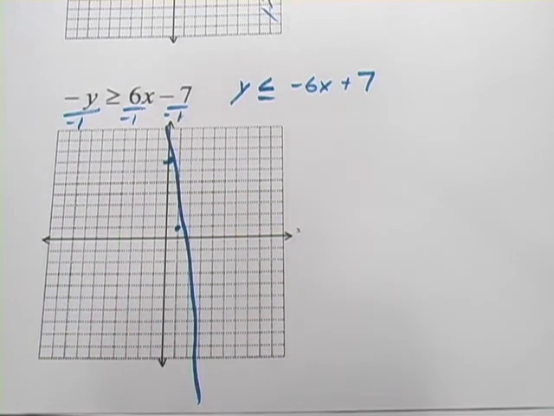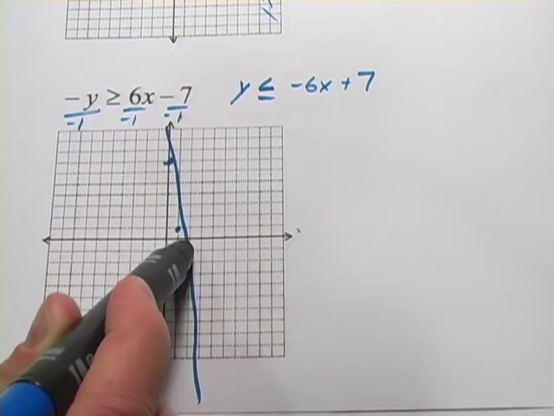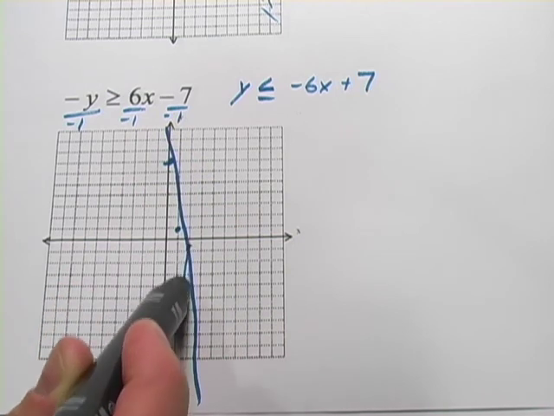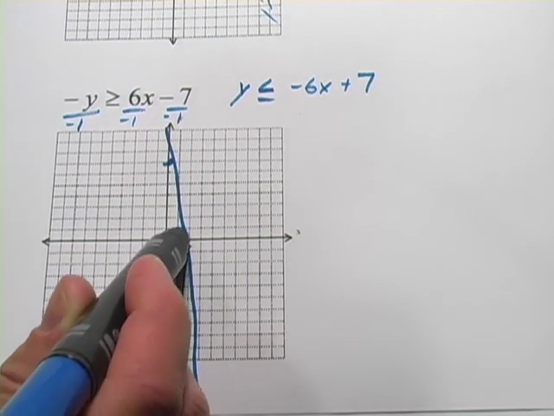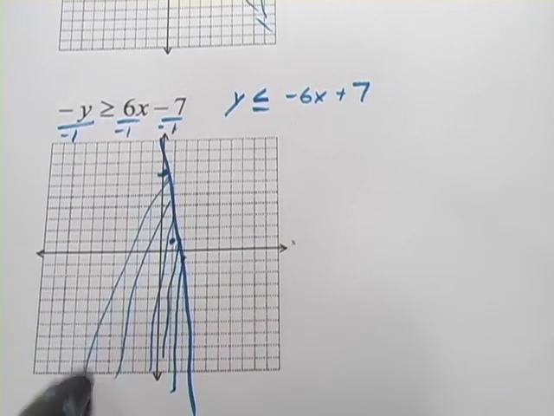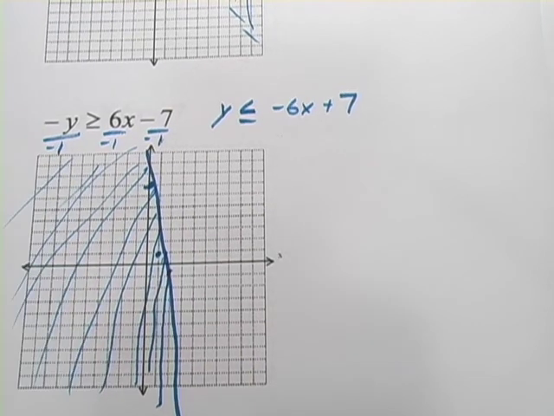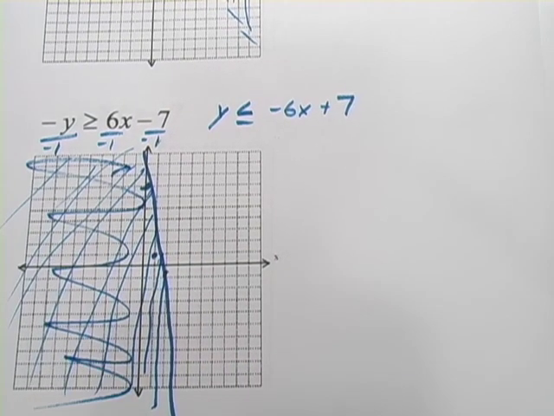And then it says y is less than. And this line looks almost straight up and down. So sometimes it's hard to determine which side of the line. It looks like it's left or right rather than up or down. But if you're at any point on the line and you start going straight down, you'll end up in the right region. So all of this stuff down here is the region. So this area in here is y is less than or equal to negative 6x plus 7.